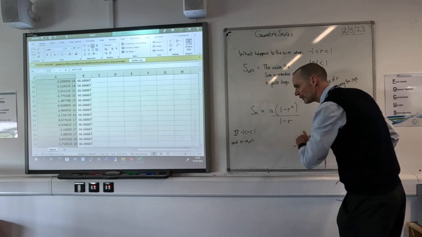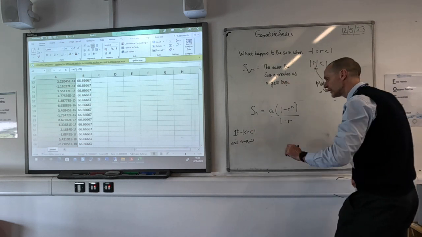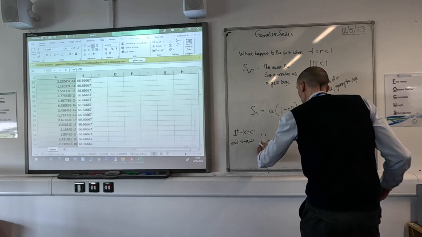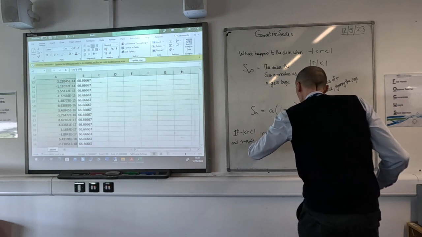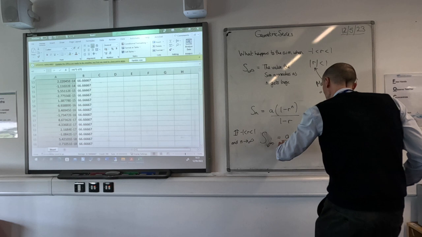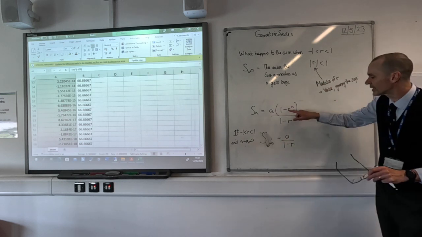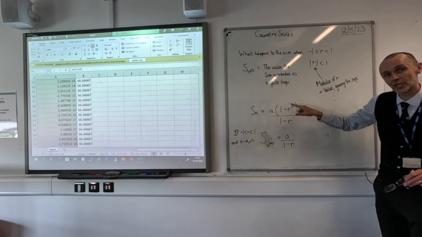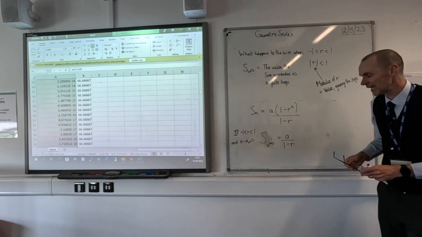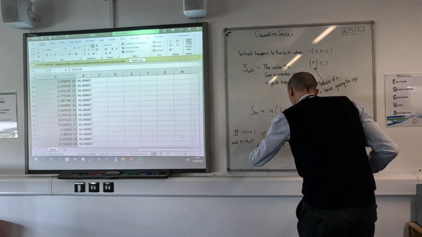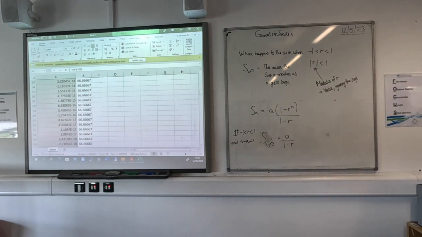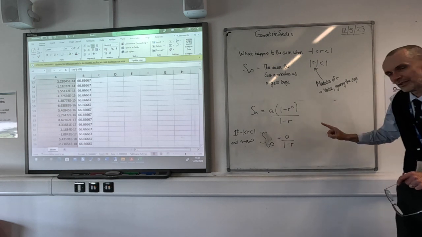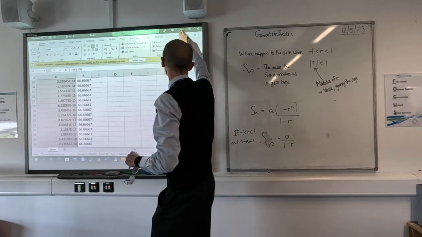So if r is small and n tends to infinity, that formula becomes the sum to infinity, which is a over 1 minus r, because r to the n becomes 0, so 1 minus 0 is just 1, and a times 1 is a. Now actually, that proof you don't need to worry about, because the sum to infinity formula is on the formula sheet. So if all this malarkey has left you confused, it doesn't matter.